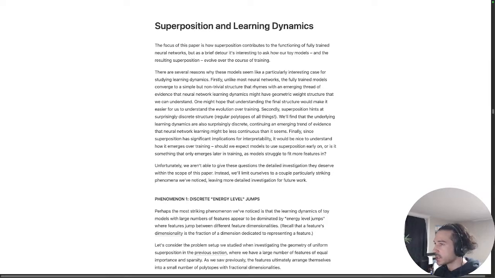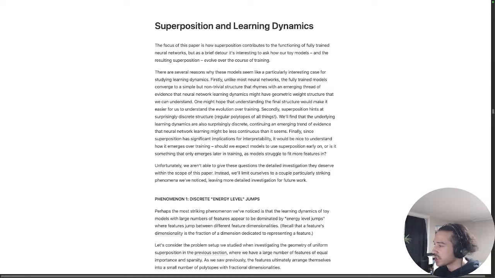Superposition and learning dynamics. The focus of this paper is how superposition contributes to the functioning of fully trained neural networks, but as a brief detour, it's interesting to ask how our toy models and the resulting superposition evolve over the course of training. There are several reasons why these models seem like a particularly interesting case for studying learning dynamics. Firstly, unlike most neural networks, the fully trained models converge to a simple but non-trivial structure that rhymes with an emerging thread of evidence that neural network learning dynamics might have geometric weight structure that we can understand. One might hope that understanding the final structure would make it easier for us to understand the evolution over training.